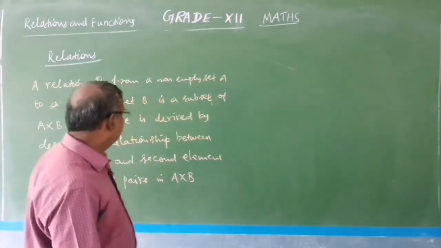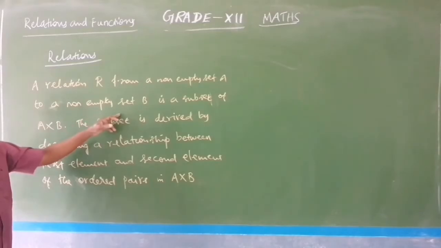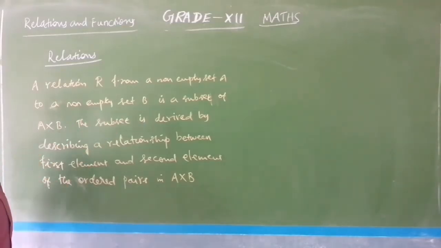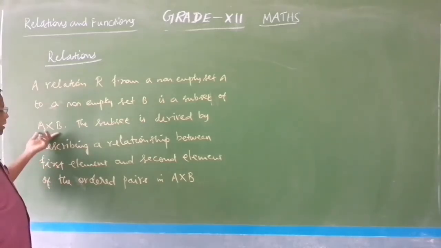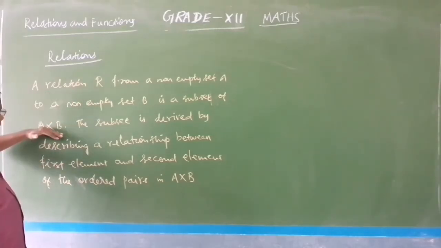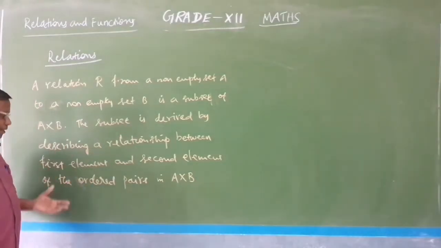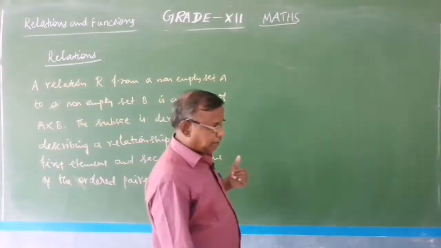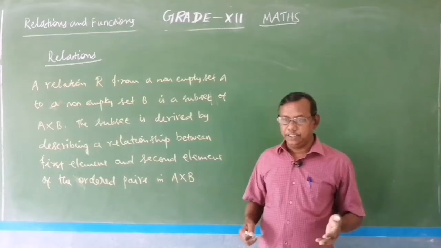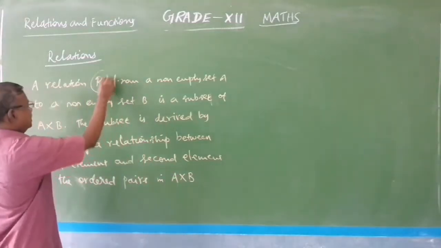Next, relations. A relation R from a non-empty set A to a non-empty set B is a subset of the Cartesian product A cross B. First we derive the Cartesian product A cross B by pairing each element in A with every element in B. But the relation is a subset of A cross B with some condition, derived by describing a relationship between the first element and second element of the ordered pairs in A cross B. So the elements in the Cartesian product which obey some condition are the elements of the relation. It is usually denoted by capital R.